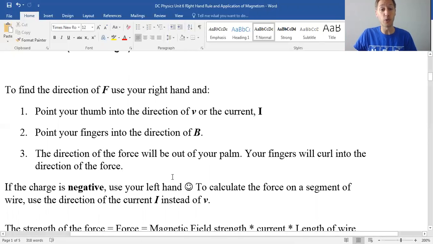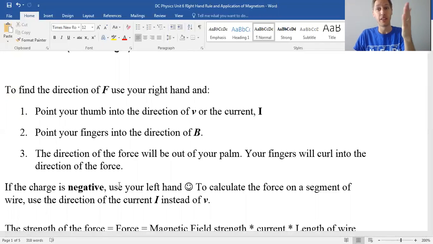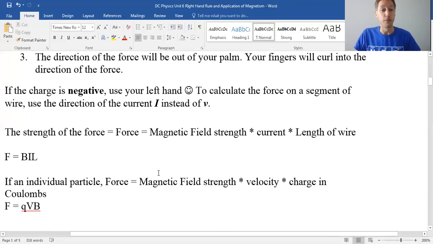So you use the right-hand rule when you're dealing with positive particles or a positive current. If it's negative, you can do the same thing, but use your left hand. So again, thumb would be the velocity or the current of the negative, the fingers would be the magnetic field, and the palm would be which way it's pushed. Okay? Some equations here for us.